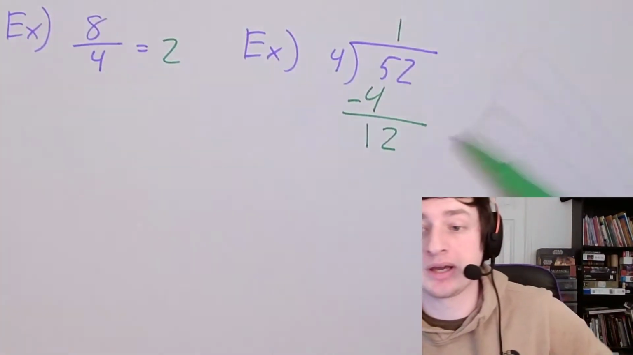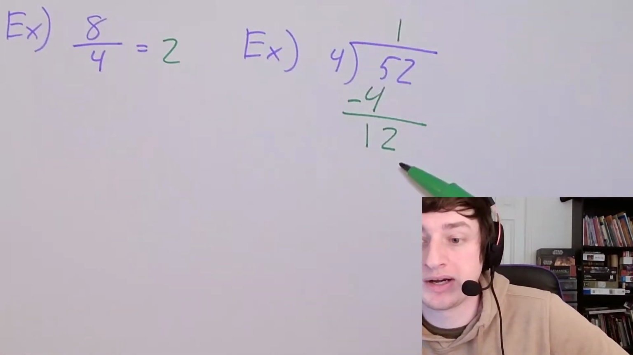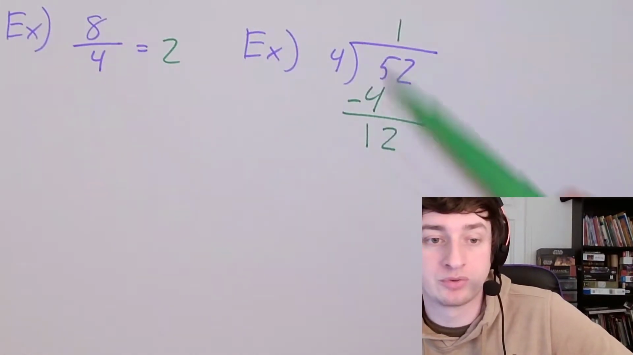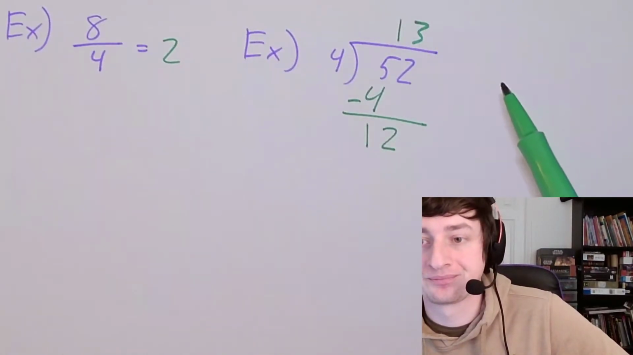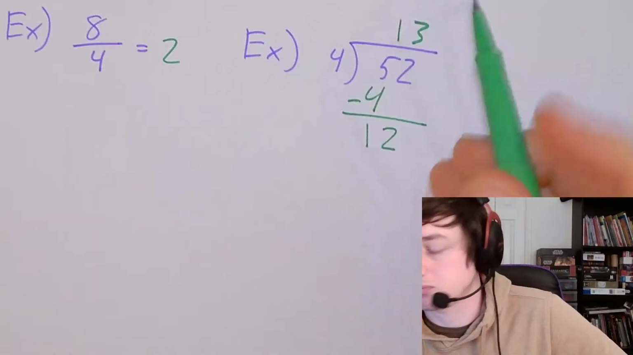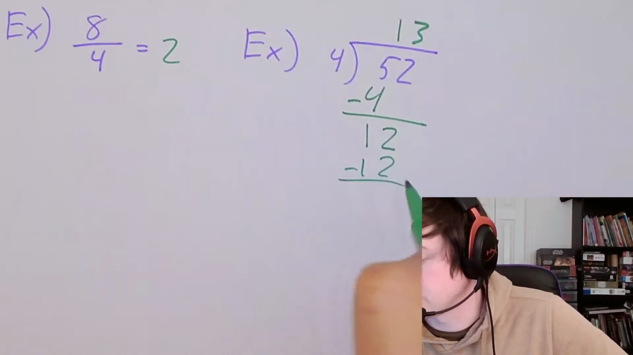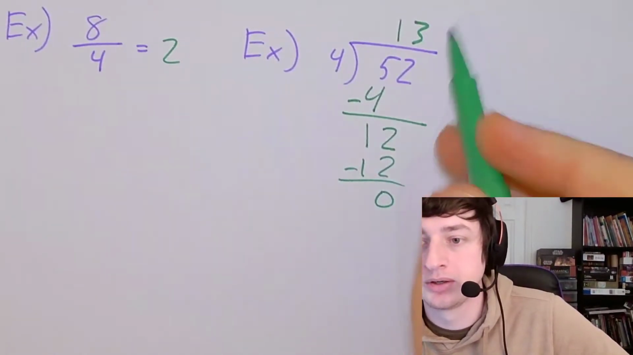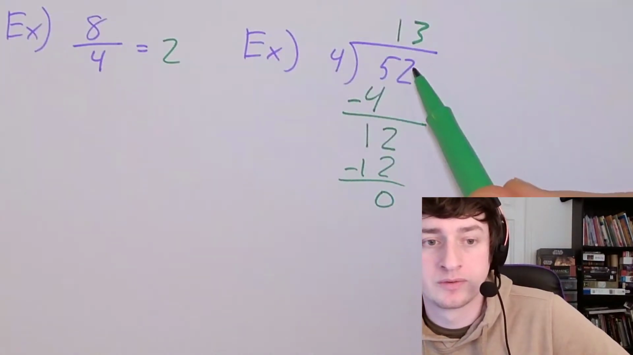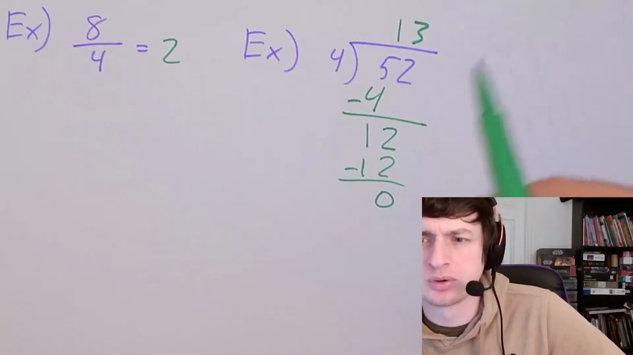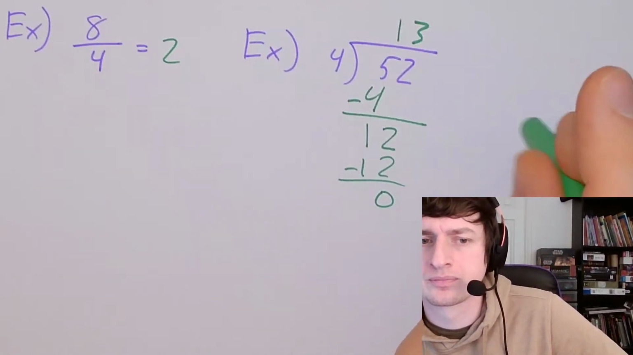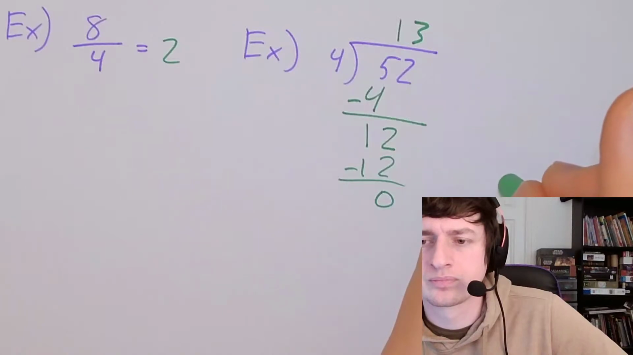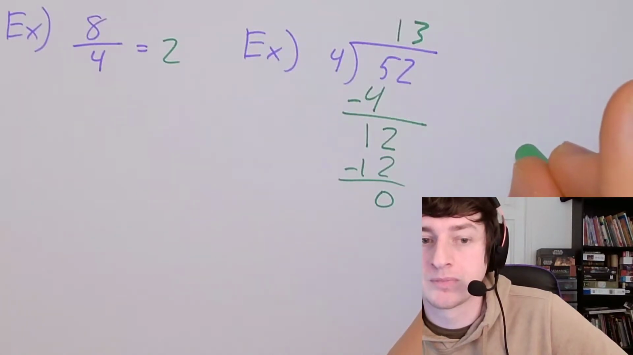And now we say, okay, how many 4s divide into 12? If we divide 12 by 4, what do we get? Well, we get 3. 4 times 3 is 12. Subtract, we get 0. There's no remainder. And so 52 divided by 4 is 13.